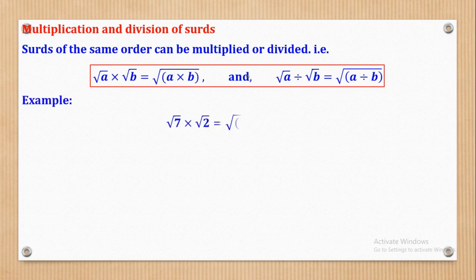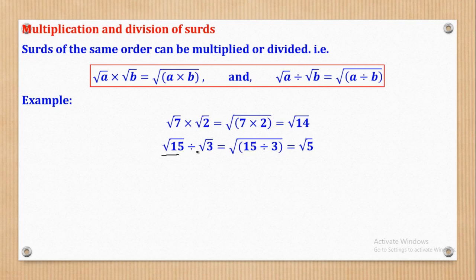For example, if I have square root of 7 times square root of 2, these 7 and 2 can go under one square root to come up with square root of 14. Similarly, square root of 15 divided by square root of 3, these 15 and 3 can go inside one square root, and 15 divided by 3 gives you 5. That's why you see a square root of 5.